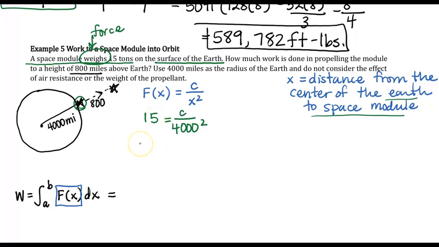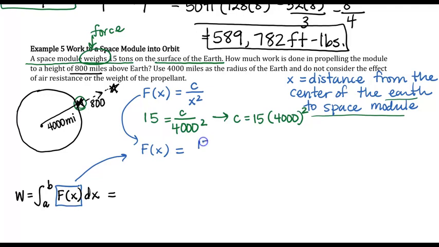So now we can use this equation to calculate c and conclude that c is equal to the product of 15 and 4,000 squared. I'm not actually going to calculate that. I'll just leave that as that. But what we do know now is that the force function, the same function we want there, is c, which is 15 multiplied by 4,000 squared divided by x squared. Because notice that x is going to change as the space module begins to ascend into space.